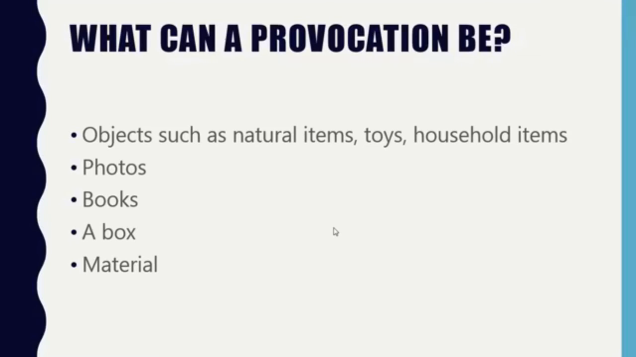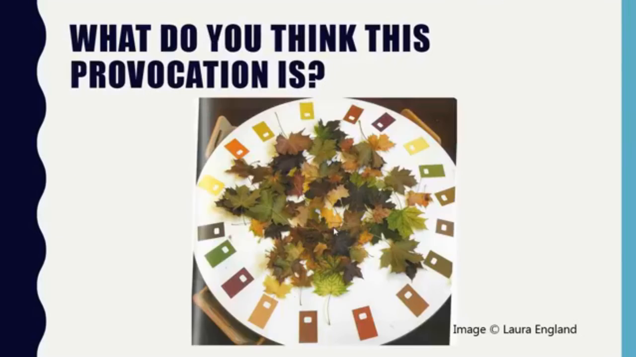So I'm going to put up another picture. Again, this is taken from Laura England's book. I hope you don't mind, Laura. I'm sure you won't. But I've borrowed a picture from her book. Now, what she's done here, she's got a pile of different leaves. This is an autumn picture, obviously, because of the colour of the leaves. She's put a pile of leaves in the middle of the table, and she's put these colour paint tester cards all around the table. What do you think it could be?